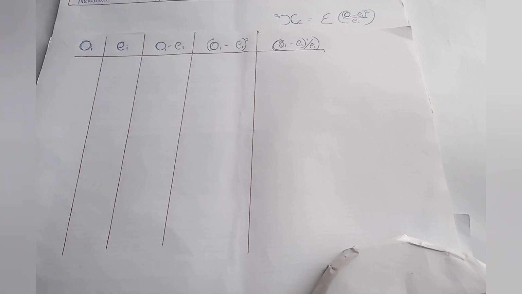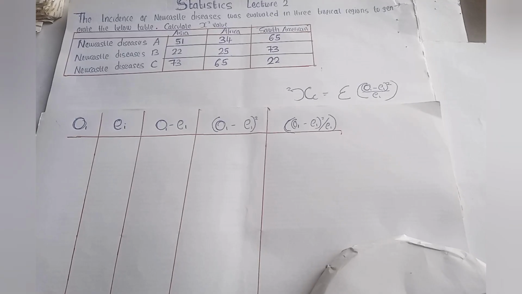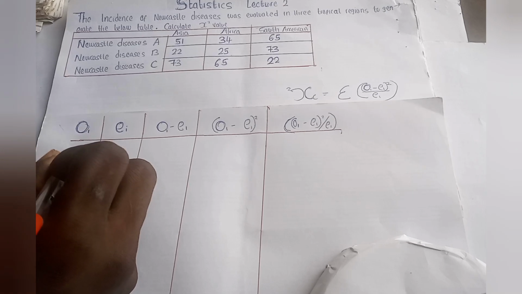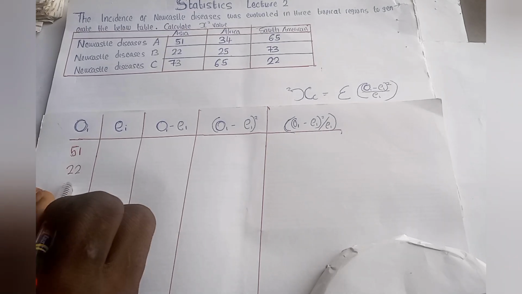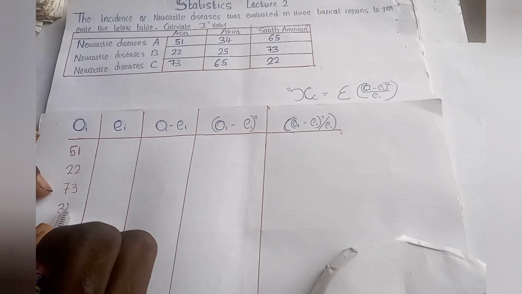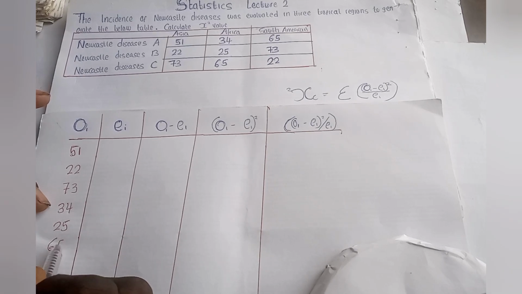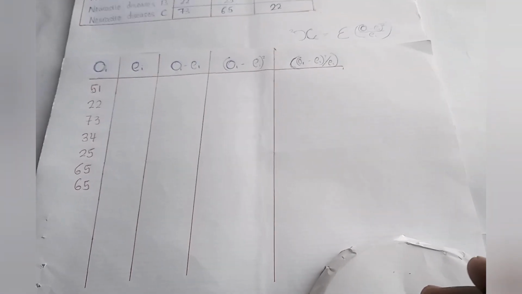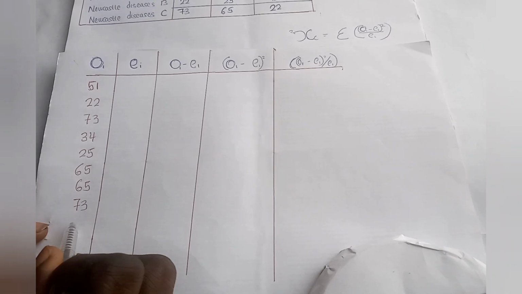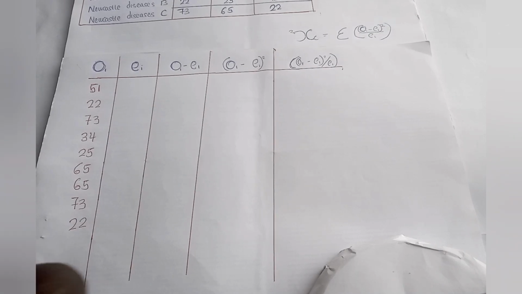Now I can input all the observed value from the block, because don't forget I told you that all the values in the block are the observed value. So I can input all the observed value in this table right now. The first one is 51. I'm going to have 51 around here. The second is 22. The third 73. Fourth, which is 34. This one 25, 65, 65, then 73, 73, and 22. So I have all my observed value input on my table.